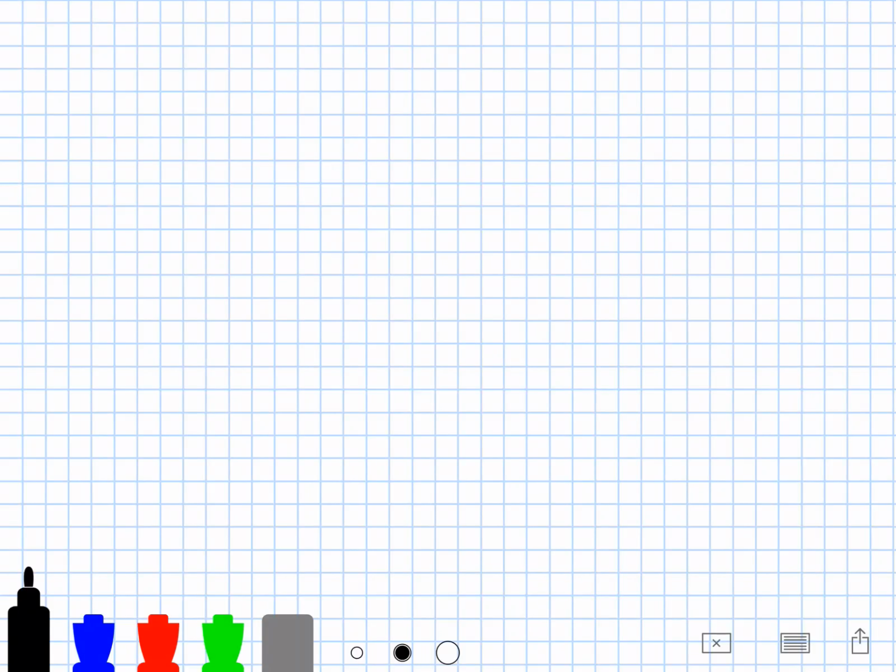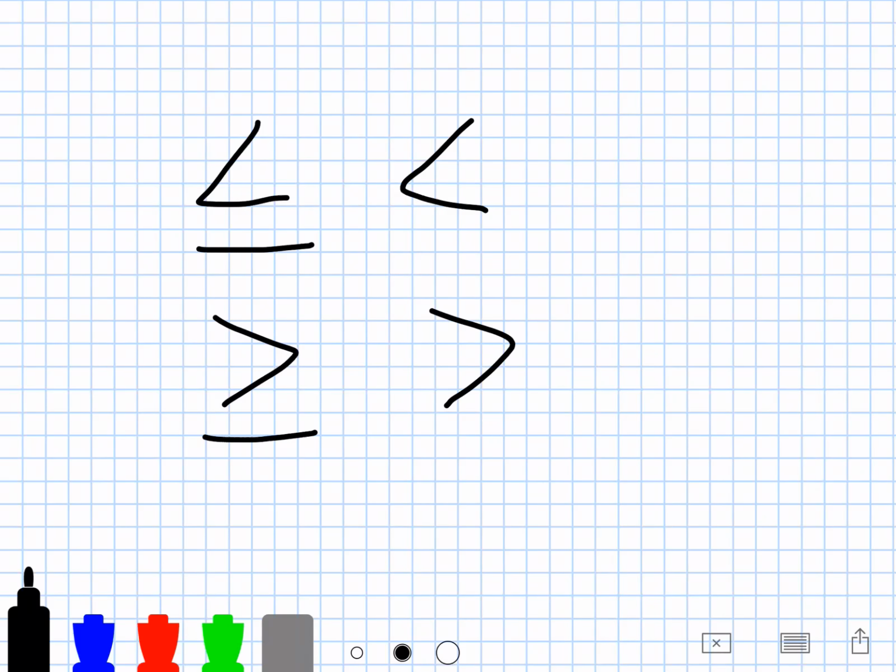Now, the first thing that you're going to want to write down is this particular chart. It's going to help you understand what type of line to use whenever you're graphing a linear inequality and where to shade, either below or above the graph. So I'm going to jot that down right now, and I'll explain it as soon as I get it written down here.